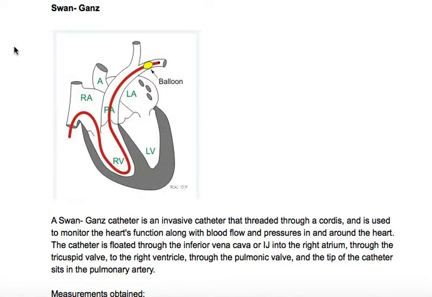So the catheter is floated into the heart. A cardiologist will do this. Nurses do not ever even consider doing this. Sometimes they do it at the bedside, sometimes they do it in the cath lab. So they just float the catheter in. It goes in through the inferior vena cava typically, or it can go in through the IJ. It goes into the right atrium, down to the right ventricle, through the pulmonary valve, and then it sits in the pulmonary artery. And this allows us to look at a lot of different functions of the heart, which I'll get into in just a second.